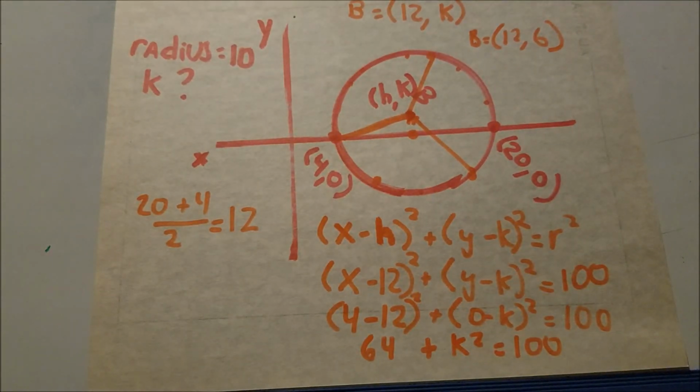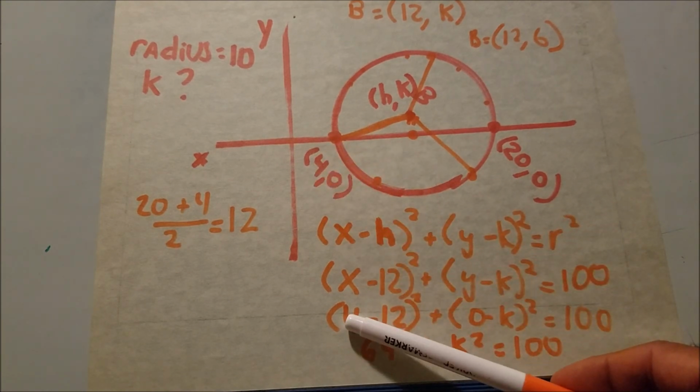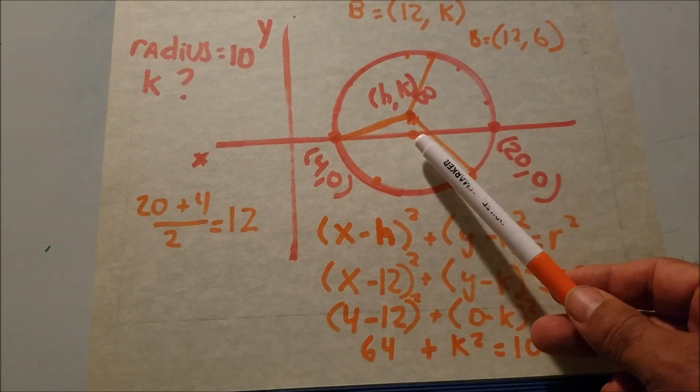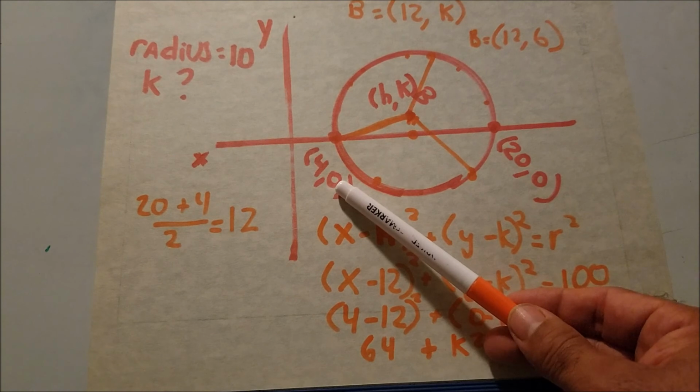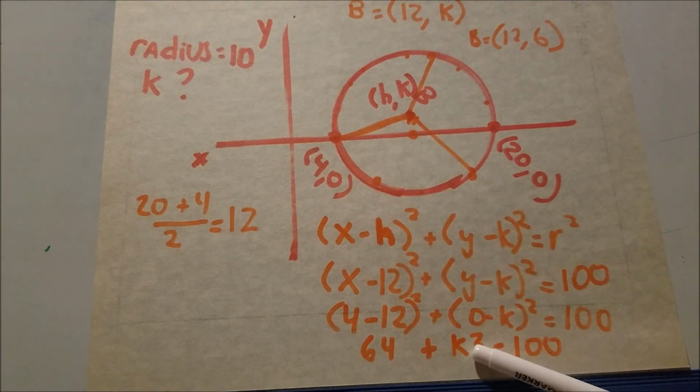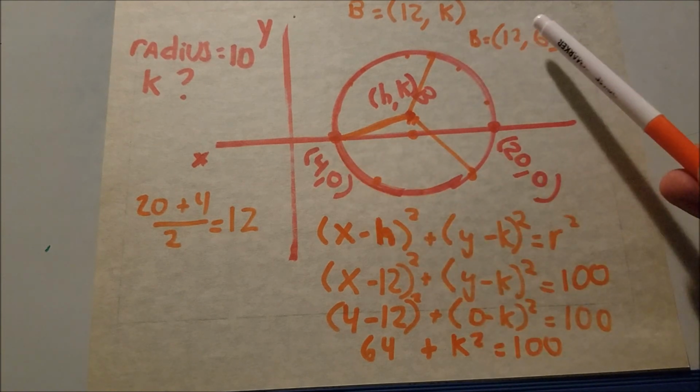So when you see questions like this, you have an x already, which we plugged in here. We found the other x by doing the midpoint formula. We plugged it in there. We have a y. Now we're trying to find the other y, which is the k. And we say it's 6. So we have 4, 0, 12, 6.